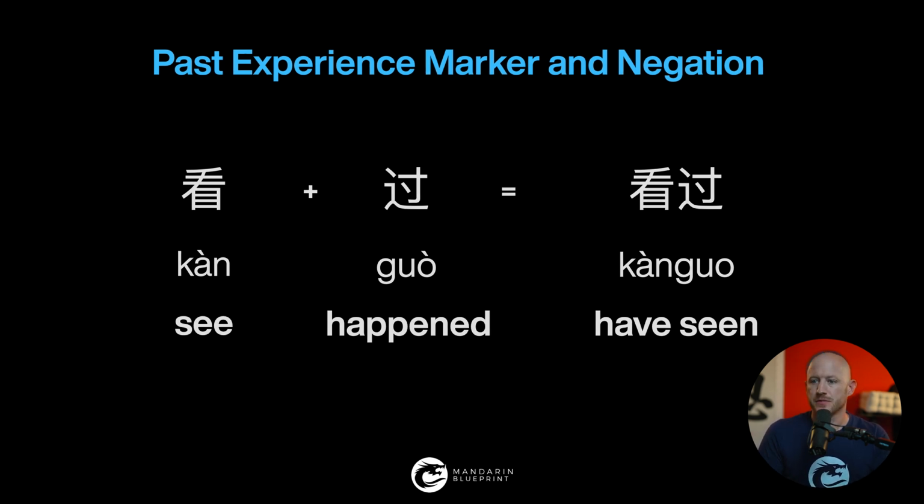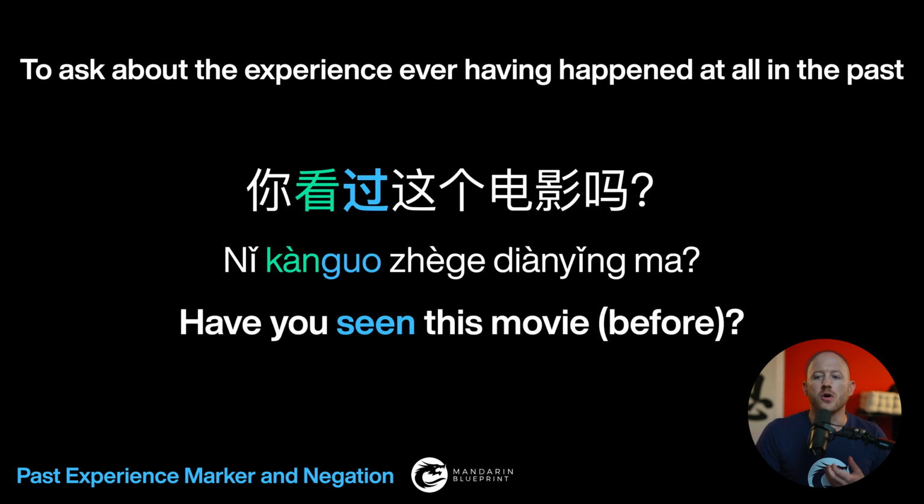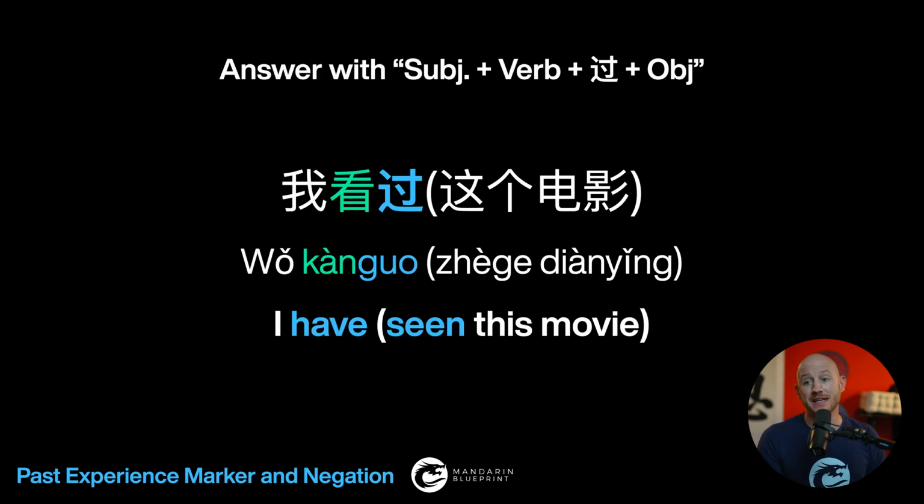usage there. So let's imagine that somebody asks you the question, 你看过这个电影吗? Have you seen this movie before? Well, how might you answer, I have? Well, one way to answer is to say, 看过. Just that simple. Or you could say, 我看过. I have seen it. Or you could respond with the whole statement, 我看过这个电影.